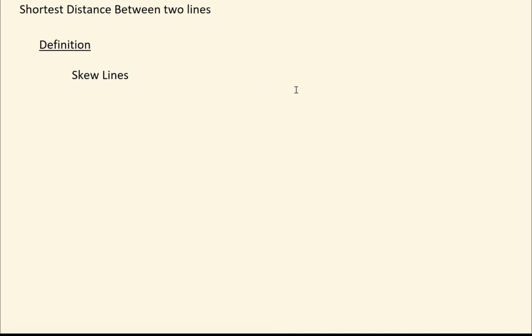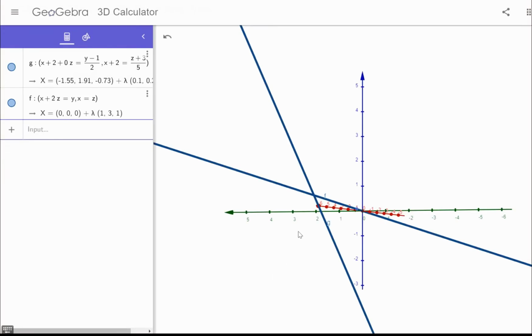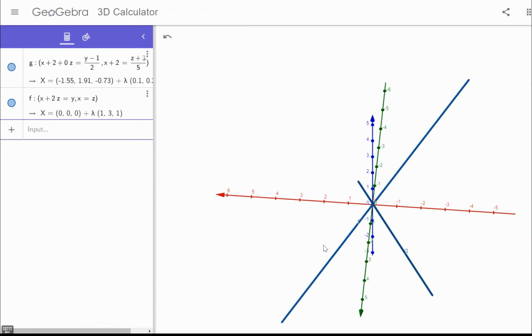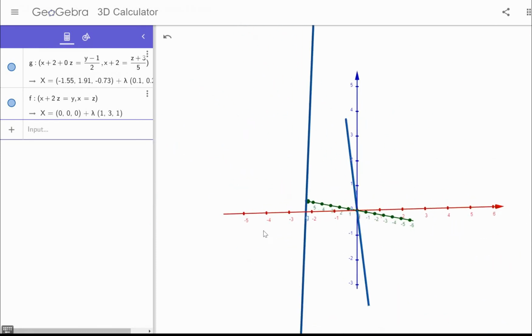Okay, now moving on to shortest distance between two lines. I have a couple of things to go through. Definition: skew lines. Two lines are skew if they are not parallel and they do not intersect. So like most lines in 3D space are going to be skew. So for example, basically any lines you draw, these two lines are skew. Okay, so they're not parallel and at no point do they intersect.